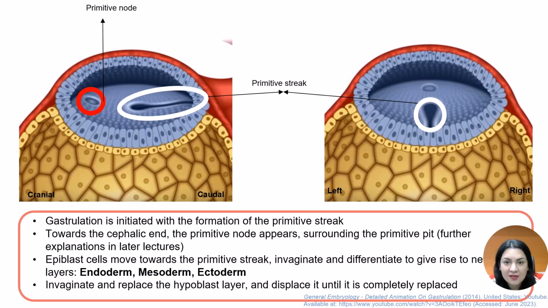So if we discuss it in the future, or if you come across it when you're doing your own revision or reading through embryology texts, you know that it exists, and you know that it's appearing around the same time as the primitive streak, but then we can just place it on the back burner for now.